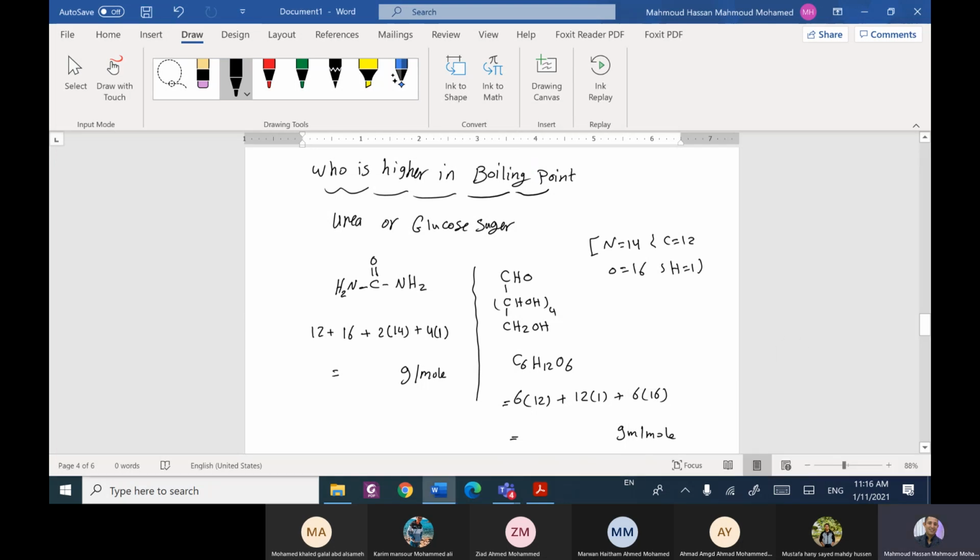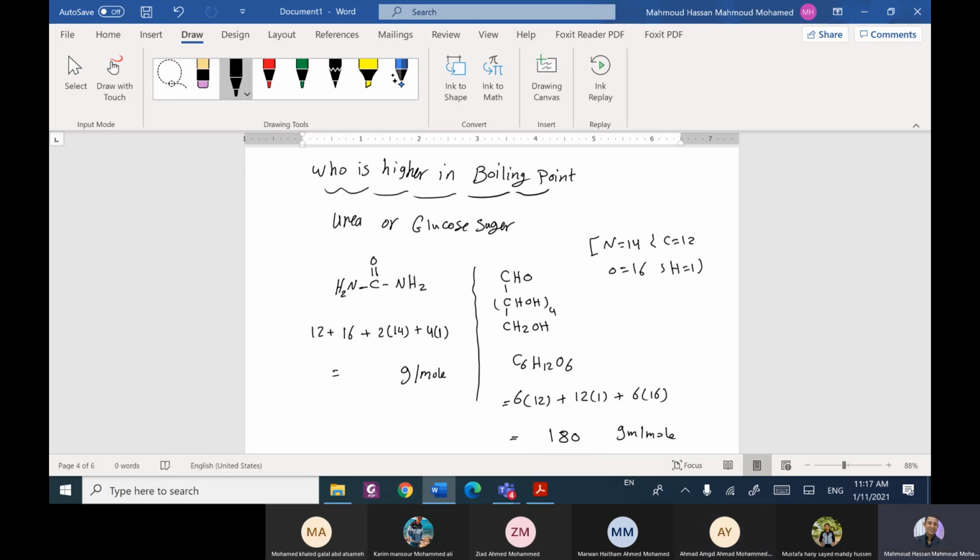So the molar mass of the first one, let's calculate it. 180, what does it equal? 180, Mister? 108 for the urea. What about the molar mass of the glucose sugar? No, the glucose sugar is 180. So the glucose sugar is 108. But for the urea? 180, not 108. 180. Okay.